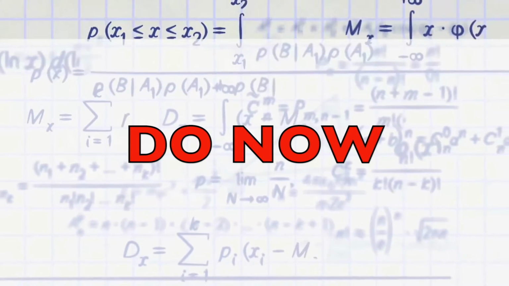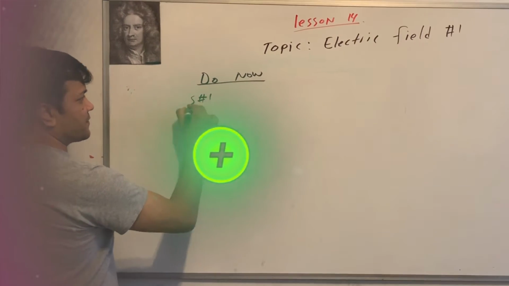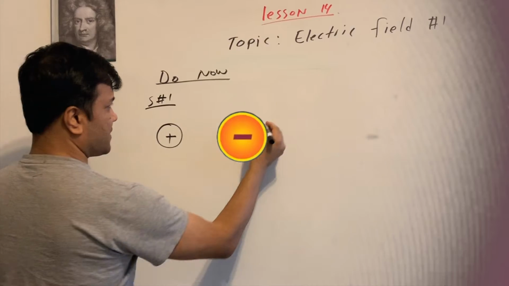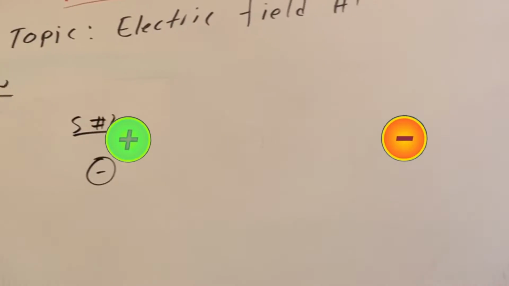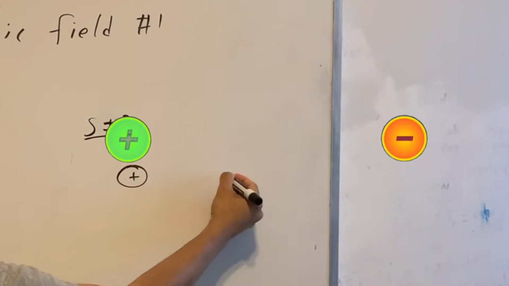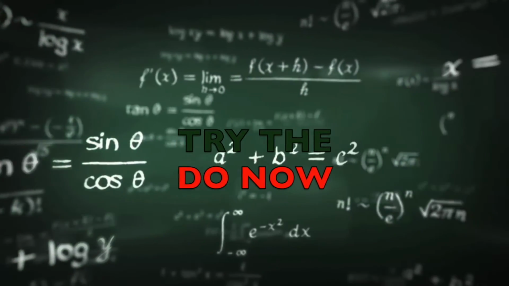Let's start today's remote learning with Do Now. Scenario number 1, you have a positive charge. Scenario number 2, you have a negative charge. Scenario number 3, you have a positive charge and you have a negative charge. Now pause the video and try your own.